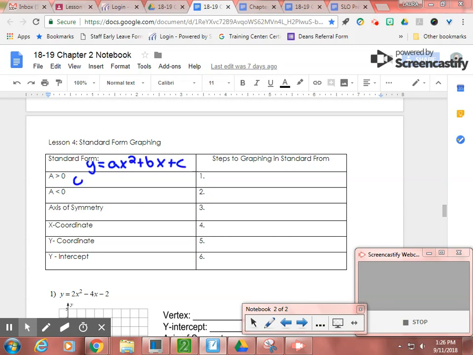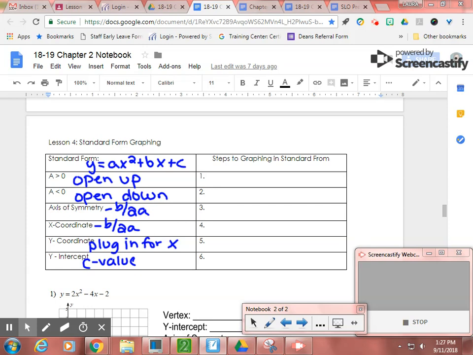When a is greater than 0, it's going to open up, and when a is less than 0, it's going to open down. The axis of symmetry, like we did in the last lesson with the vertex, is negative b over 2a, and that's also going to be the x-coordinate of your vertex. Your y-coordinate is just like it also was, where you plug in for x, and the y-intercept is your c value. That's something that's new, but a nice way to check your graph.